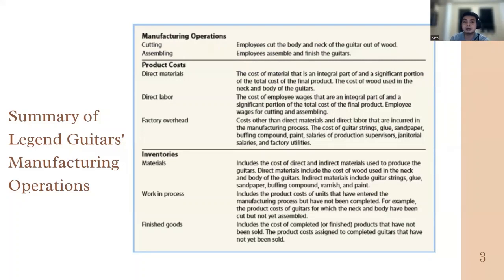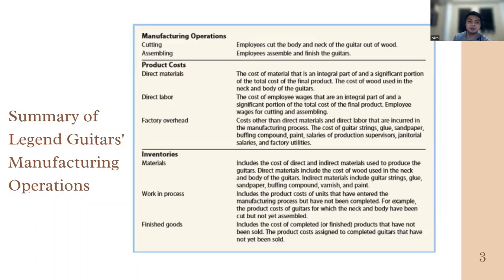These are materials that are an integral part and a significant portion of the total cost of the product. The next one is direct labor. This includes the cost of employees' wages. And then for the factory overhead, these are the costs other than direct materials and direct labor that are incurred in the manufacturing process. This includes the cost of guitar strings, glue, sandpaper, and others.